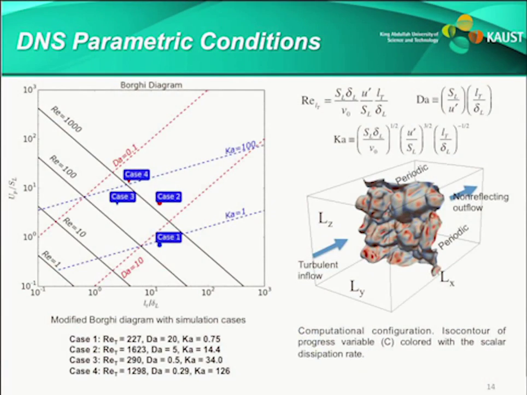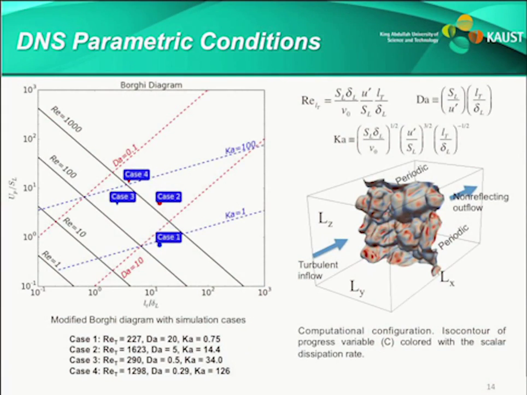So here is basically the 4 cases that have been completed on the Borghi diagram. So we try to push the Karlovitz number further up, starting from standard laminar flame-like regime all the way to a high Reynolds number, order of 1,000, to a Karlovitz number of hundreds.